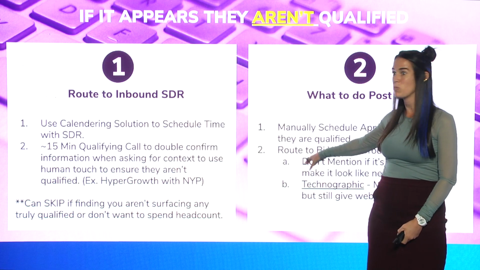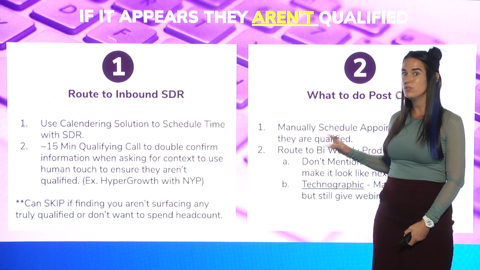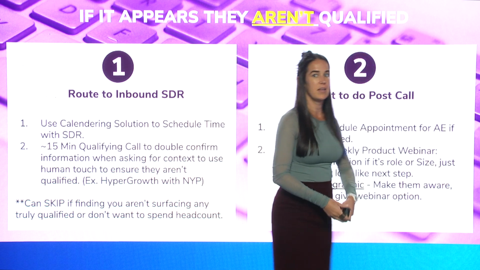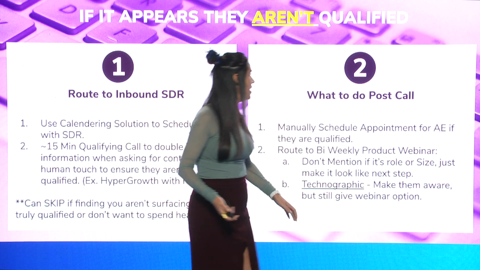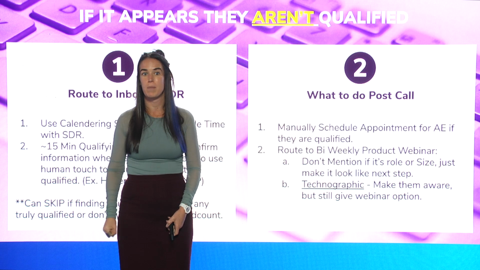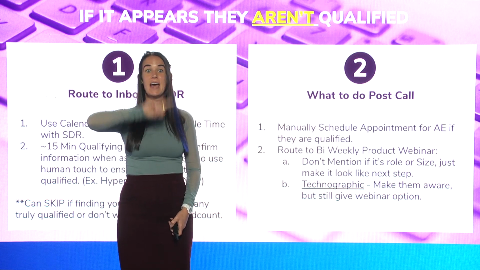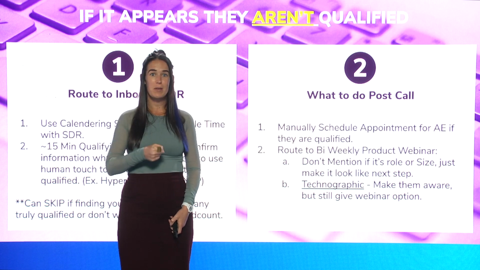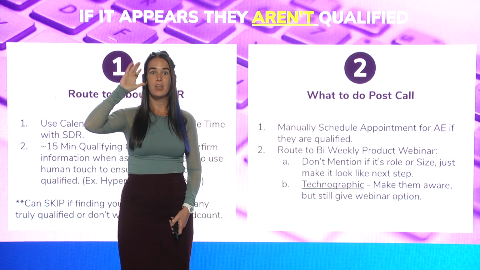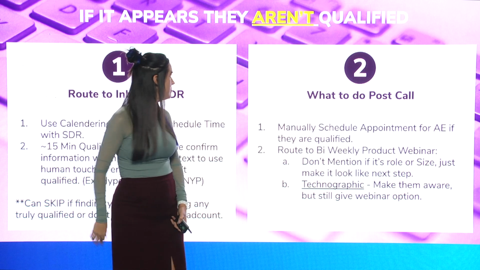So this is the route that I suggest because I like to make double sure with everything that I'm doing. But if you don't want to do that, then basically what you can do is send someone straight to a biweekly product webinar. So if they aren't qualified, then they would route straight through to, let's say, every other week, you do a biweekly product webinar where you take all of the unqualifieds and you do one demo at once.